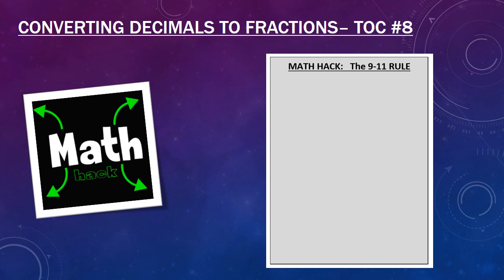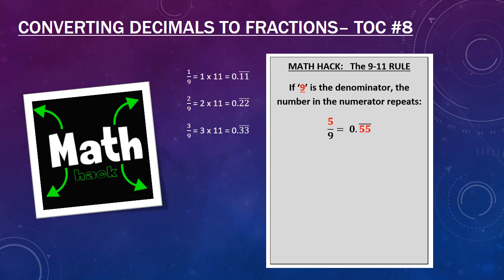On the bottom of your page, there's also a space for you to write a math hack. For those of you that have Mrs. Inquist, you've already heard this, but we want you to write it in again. This is called the 9-11 rule, and it is for repeating decimals. If you have a 9 in your denominator, then the number in the numerator is the number that repeats, because technically you're multiplying it by 11. So 5 times 11 would give me 55, or just the 5 repeats.